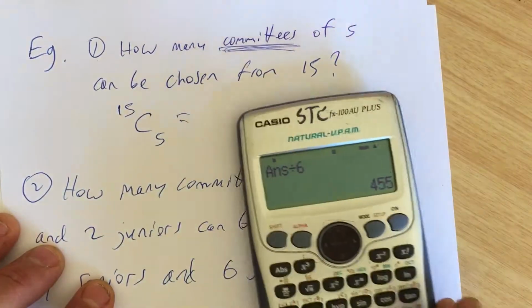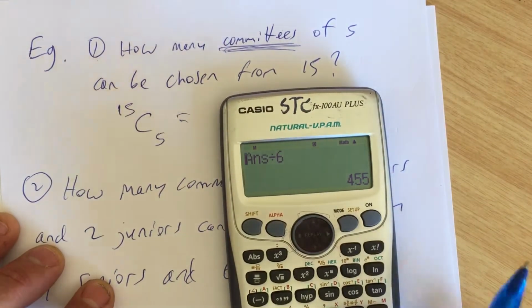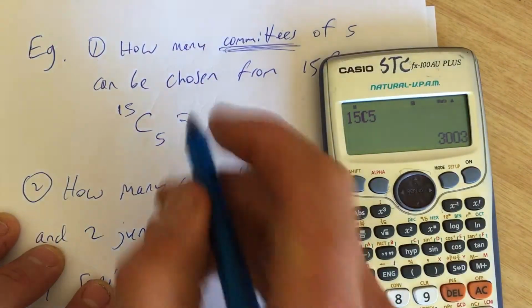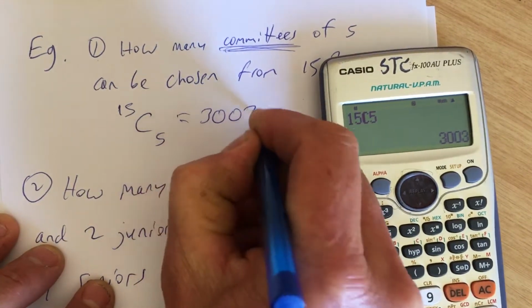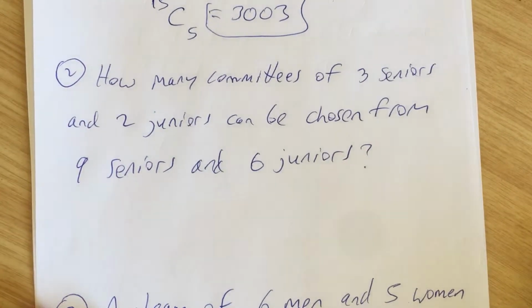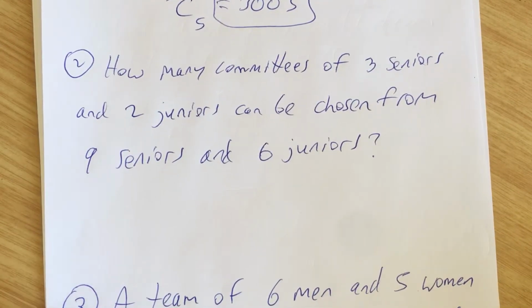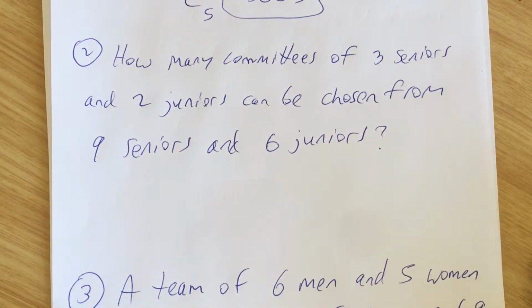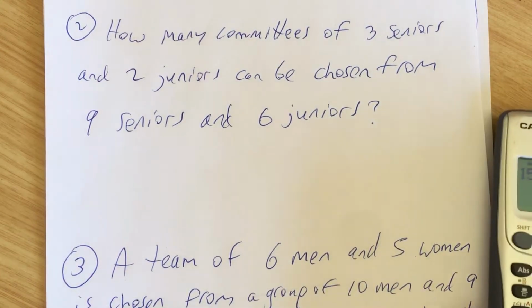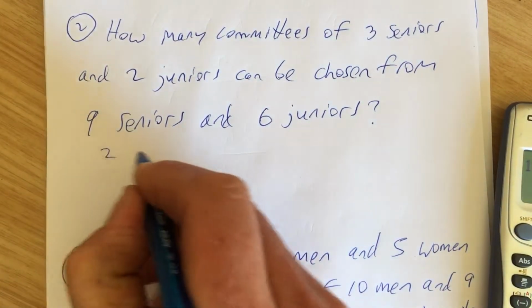So you just put that in your calculator, and I know you're pretty familiar with this. 15, NCR button is down here, 5, 3003. Okay, next one. So we'll pick some ones with restrictions now. Things that you have to actually think about. How many committees of 3 seniors and 2 juniors can be chosen from 9 seniors and 6 juniors? Think of them as 2 committees.